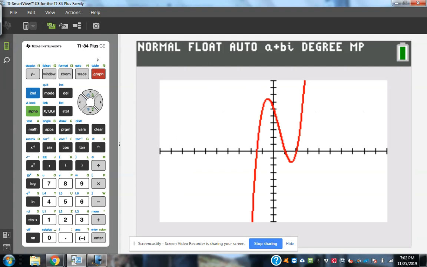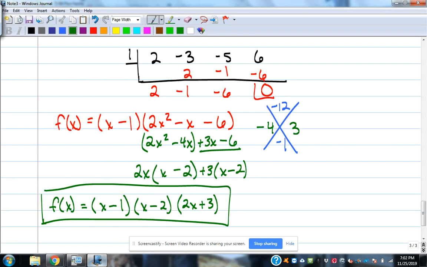It covered it right up. That means we did it exactly right. Okay. If it doesn't cover it up, or lay right on top of it, then you know it's wrong. You've got to go back and fix it. Okay. So factored form, that's what we're trying to get to.